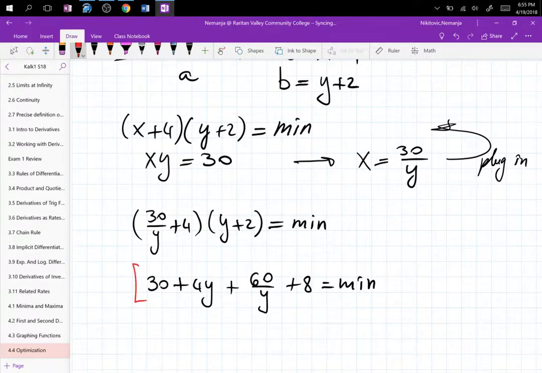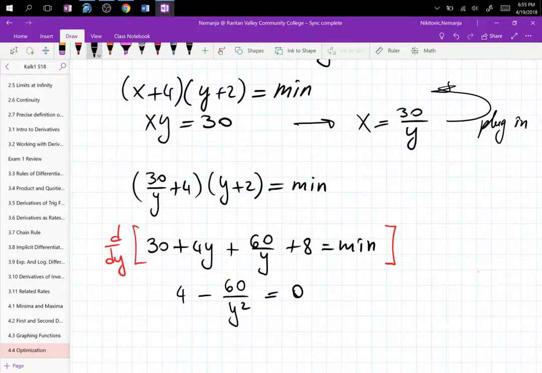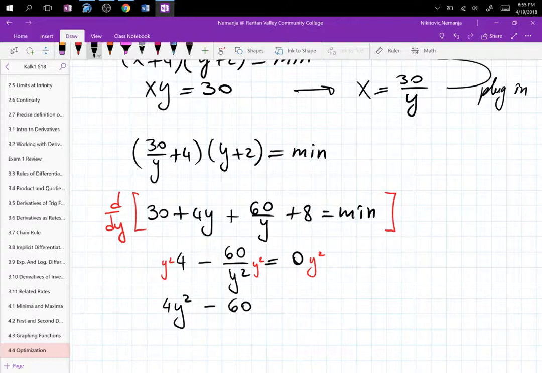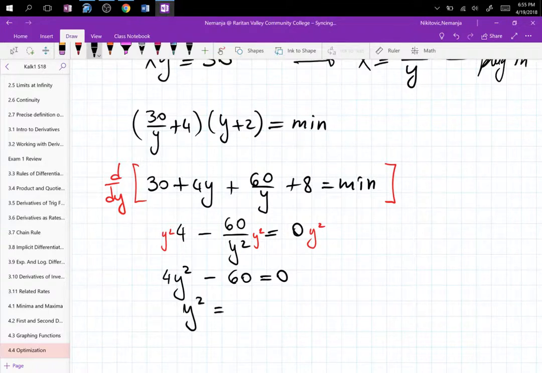Yeah, we can do 30 plus 8, 38, but it doesn't matter because when we hit it with the derivative, they both die as constants. So the derivative of 30 is 0. 4 minus 60 over y squared equals 0. Times y squared everywhere. 4y squared minus 60 equals 0. y squared equals 15. y equals square root of 15.